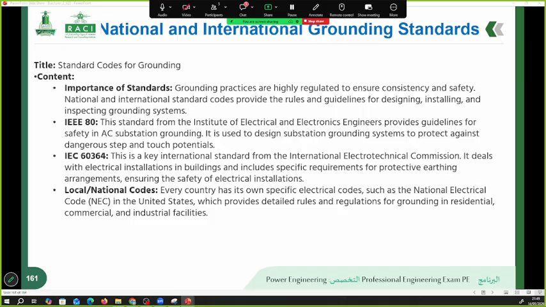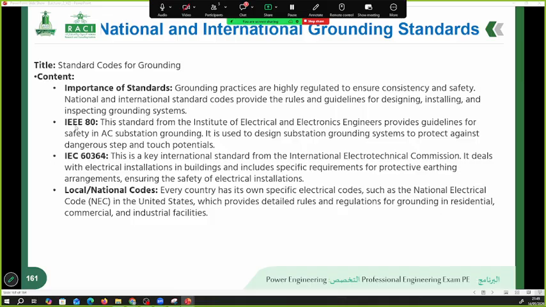So, importance of standards: grounding practices must be highly regulated and consistent across different installations. So standards provide this necessary framework, ensuring that a grounding system designed and installed in one location will provide the same level of safety and protection as a system elsewhere. They provide clear rules for designing, installing, and inspecting grounding systems, which is essential for both manufacturers and engineers.